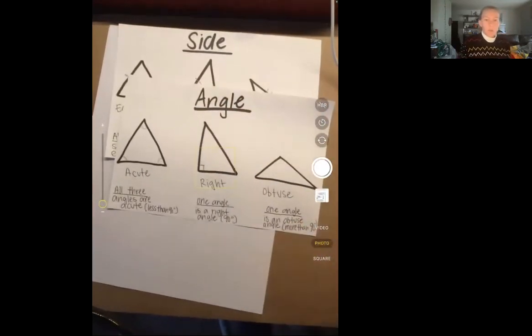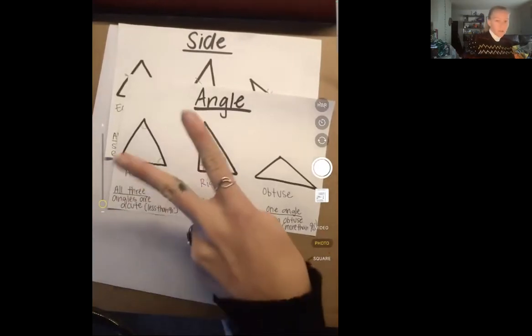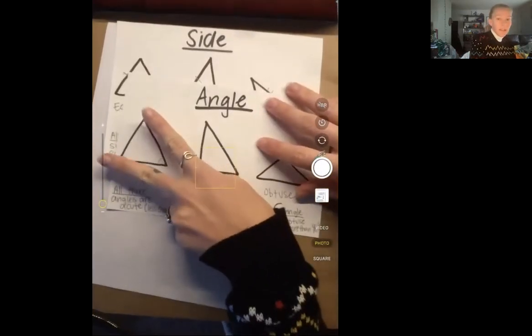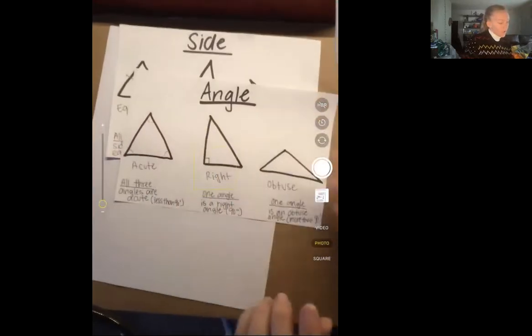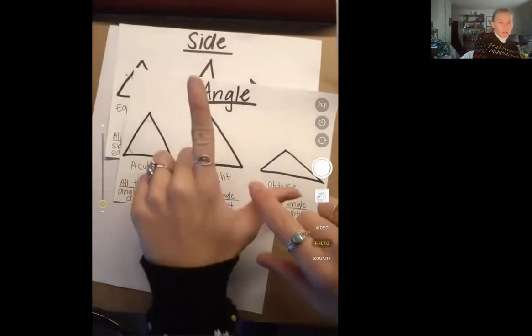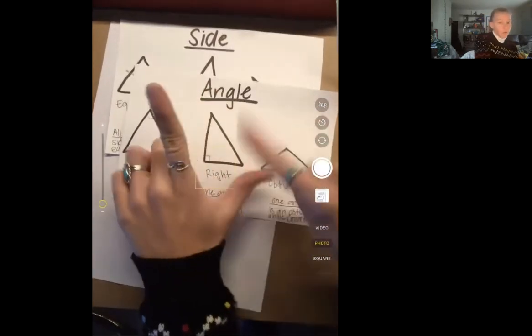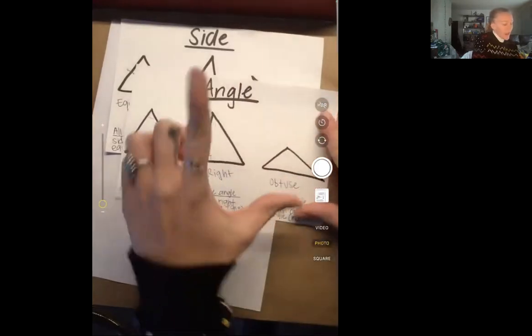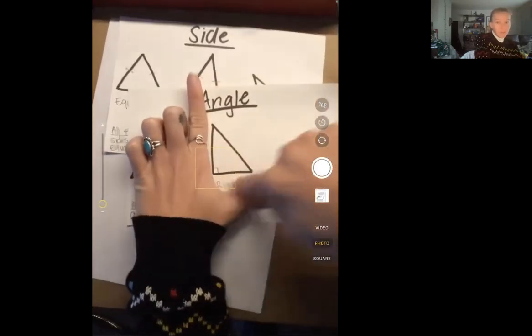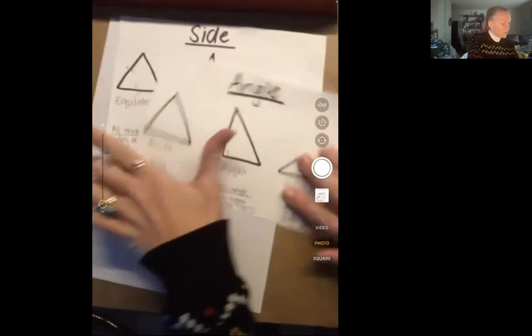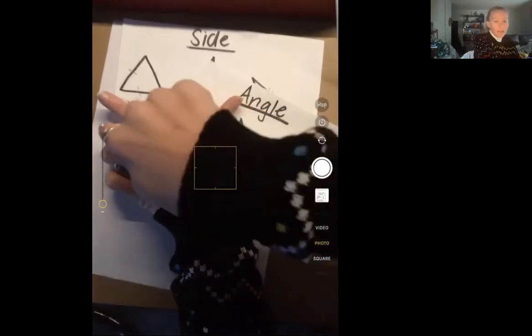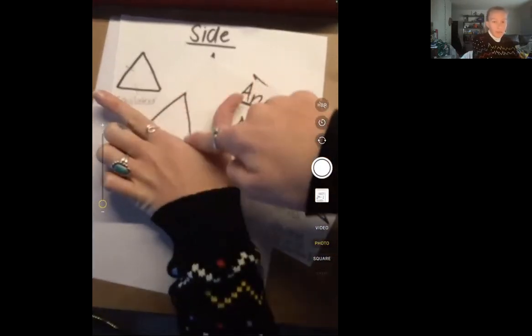Now I came up with a little way to figure out how you can tell if it's acute. For acute, you're going to take 2 fingers. If the angle is less than your 2 fingers, it is acute. For a right triangle, you can take your left hand to make an L, or you can do it with your right. And if it is equal to your L, it is a right triangle. So just to show you, I'm going to try it on here. And this angle is not the same as my L.